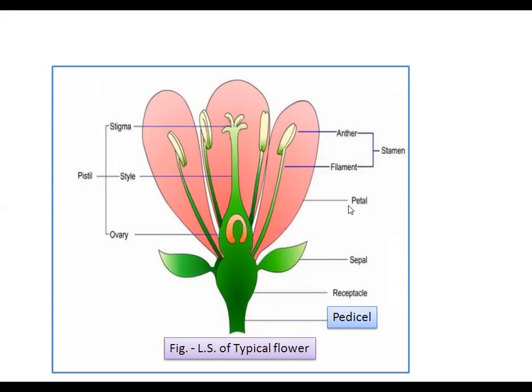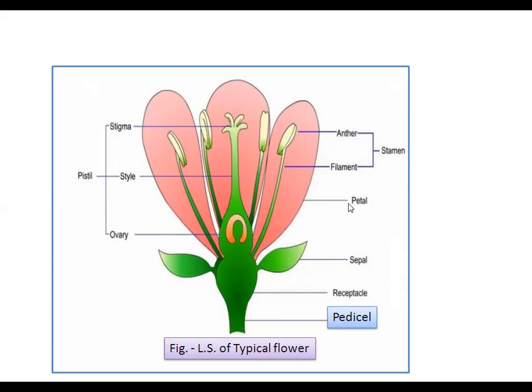If the petals are free, the condition is known as polypetalous, and if the petals are fused, the condition is known as gamopetalous. If you observe the flower of Dhatura, the petals are fused, so this condition is known as gamopetalous. And in the flower of hibiscus or rose, the petals are free. Then this condition is known as polypetalous.